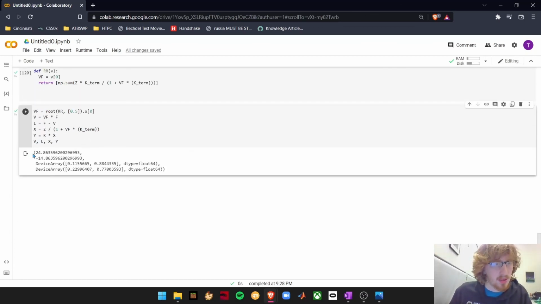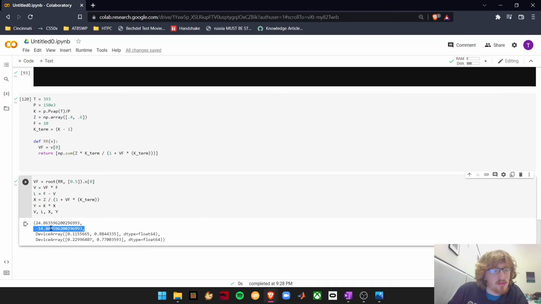All right, so here we have the vapor component, the liquid component, and then the mole fractions for each of the vapor and the liquid components. So here, what this value is saying is that our liquid phase is less than 0 given these parameters. So basically we're just saying we have all vapor.